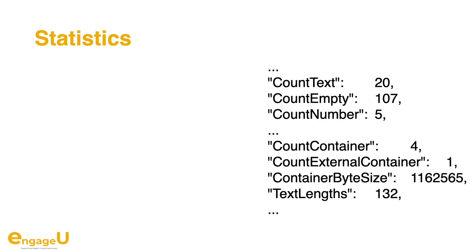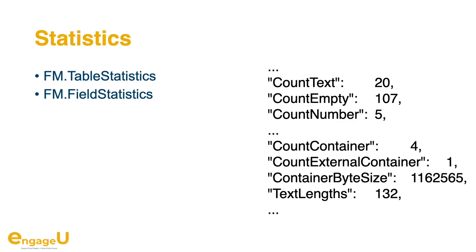Then people like to know how big the tables are. So we got a statistic functions where the plugin goes over a table, looks in all records and figures out how many text values are there, how many container values, how many dates, how much is the total text length, how big is the total size of all containers, and then how big is the row table, without the indexes, of course, and some overhead from FileMaker.